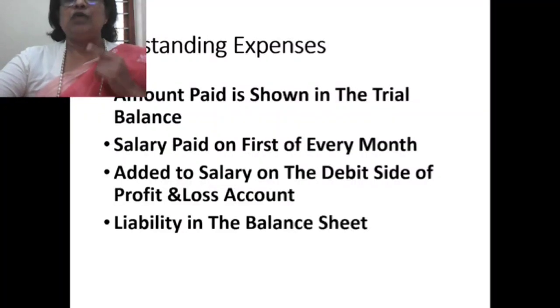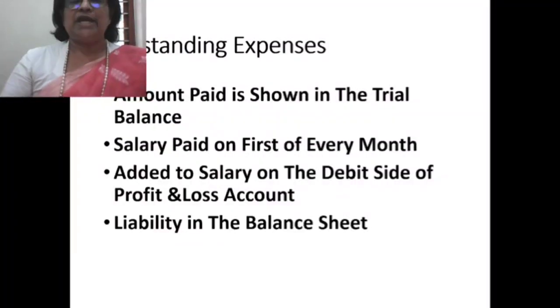Now, what are outstanding expenses? Outstanding expenses are expenses still to be paid for that financial year. See, for example, if an organization is paying salary on 1st of every month, that means March 31st we close the financial year. So March salary will be paid on April 1st. It's related to the previous financial year, that is the March financial year. So that is outstanding. Salary for March is outstanding.